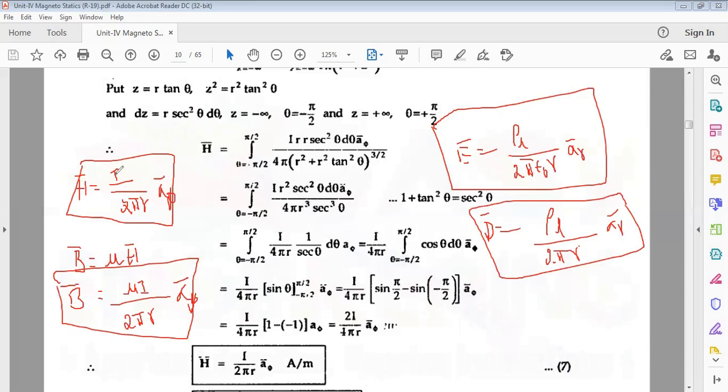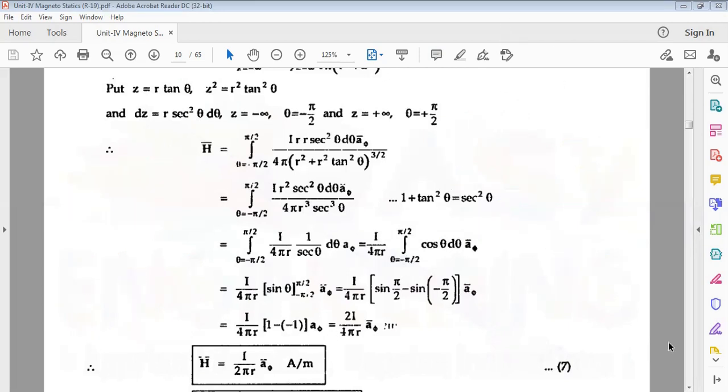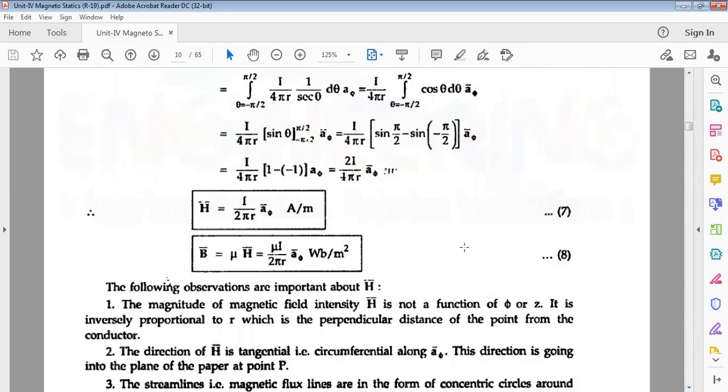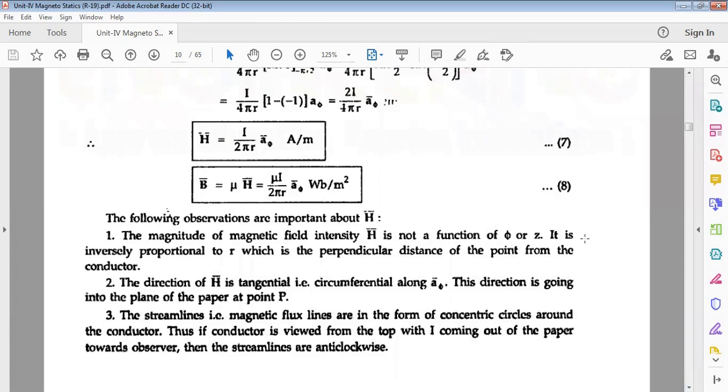And for the magnetic field, we got I by 2 pi r. Simply say H bar is proportional to 1 by r, E bar is proportional to 1 by r, and B bar is also proportional to 1 by r. So here, mu I by 4 pi r into A phi bar, it's in Weber per meter square, as per the definition.